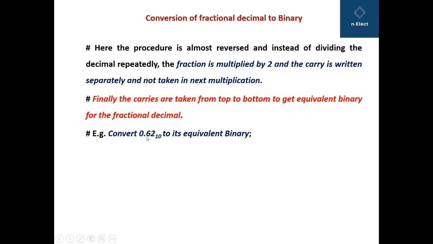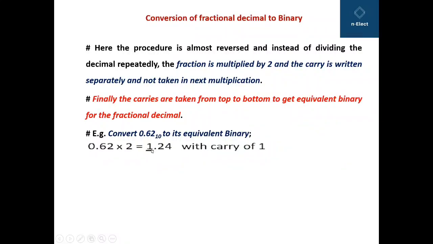For example, convert 0.62 decimal to its equivalent binary. Now if I want to convert the 0.62 decimal number to its equivalent binary, what procedure will I have to follow? I will have to follow the uppermost procedure. So the fraction is multiplied by 2. So 0.62 will be multiplied by 2. I will get 1.24, right? And the carry is written separately and not taken in the next multiplication.